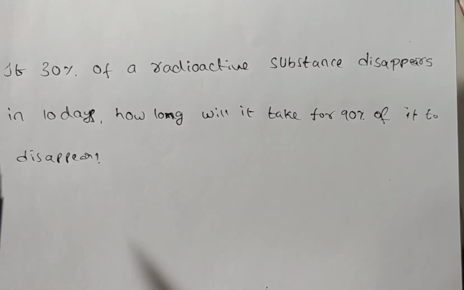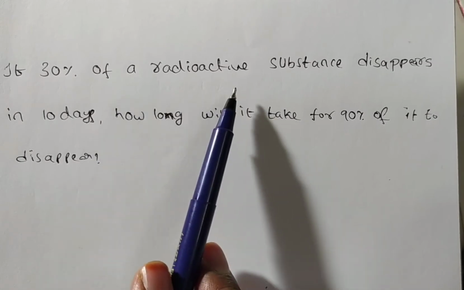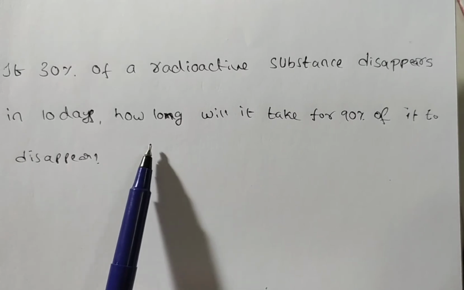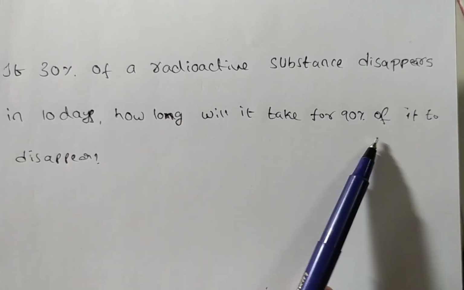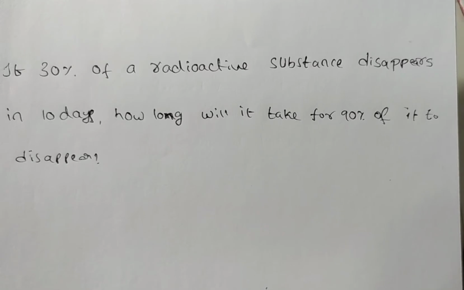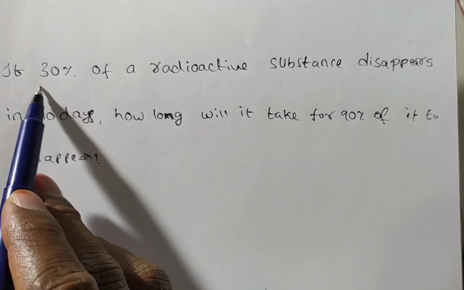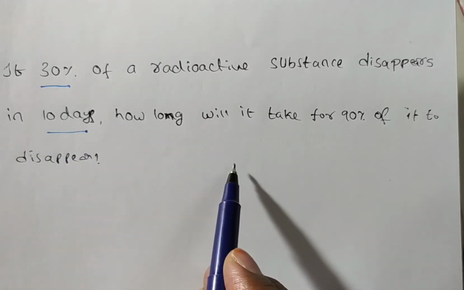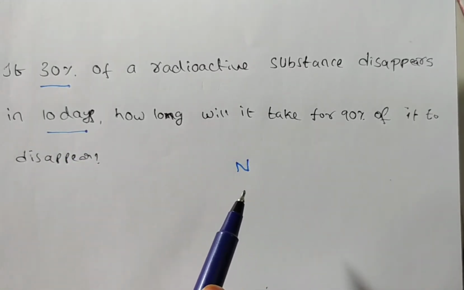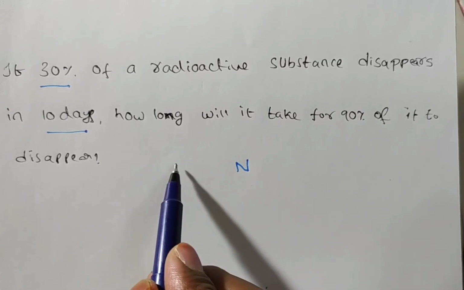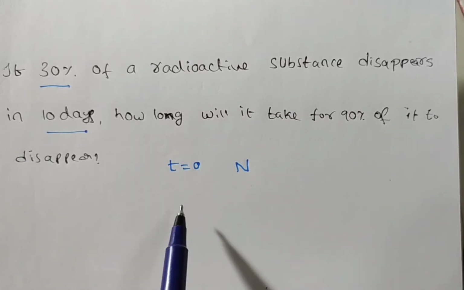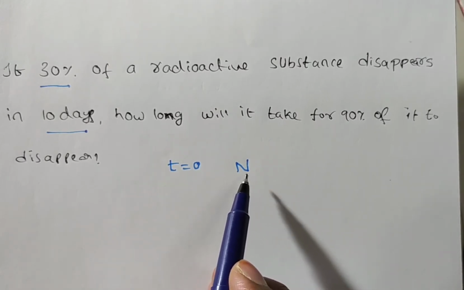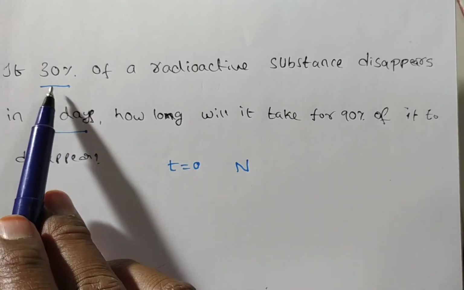The given problem is: if 30% of a radioactive substance disappears in 10 days, how long will it take for 90% of it to disappear? Once again, I am repeating, 30% of the radioactive substance disappears in 10 days. So if N is the original substance you consider, initially, at the starting time T equals 0, originally you have 100% of N, then 30% disappears.